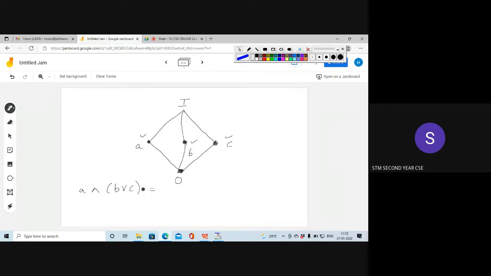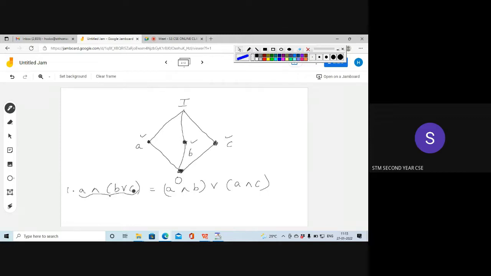So A and B or C is equal to A and B or A and C, isn't it? This is the first distributive law. Now check whether this is satisfied or not. Let us evaluate this LHS first, and then we will evaluate the RHS.